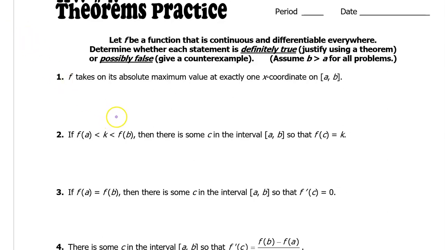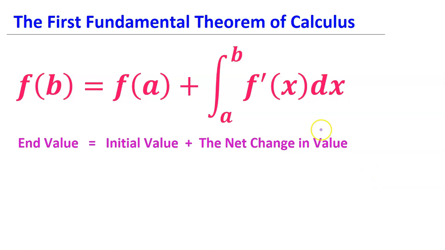In this video, we will practice 5 of the 7 theorems that you need to know for AP Calculus. In previous videos, we talked about the first fundamental theorem of calculus, which taught us that the end value is equal to the initial value plus the net change in value, which is given by the integral of the rate.